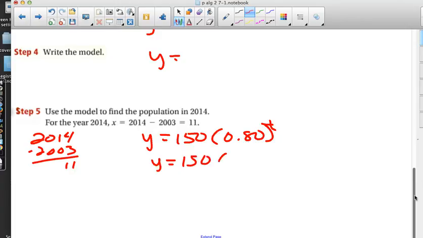So if this had stayed, bless you, my goodness, there's a lot of dust in here this morning, or people are having trouble with their allergies. We've got 150 times 0.8 to the 11th power. Oops, too many points. Bad news for the lynx. Only approximately 13 lynx would have been left in 2014.